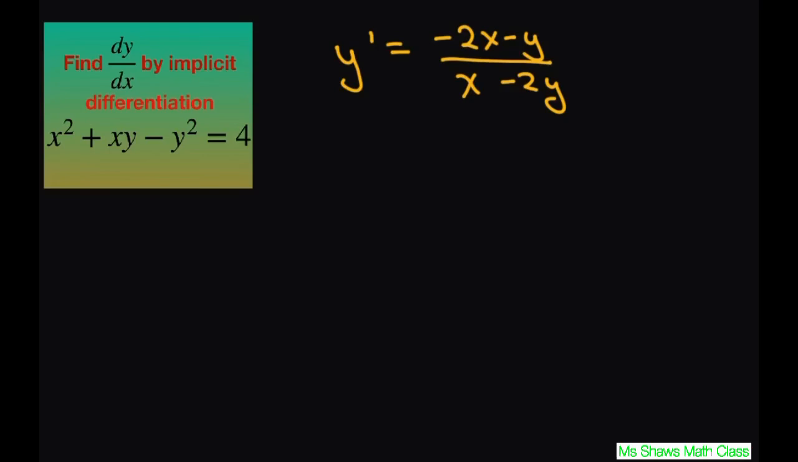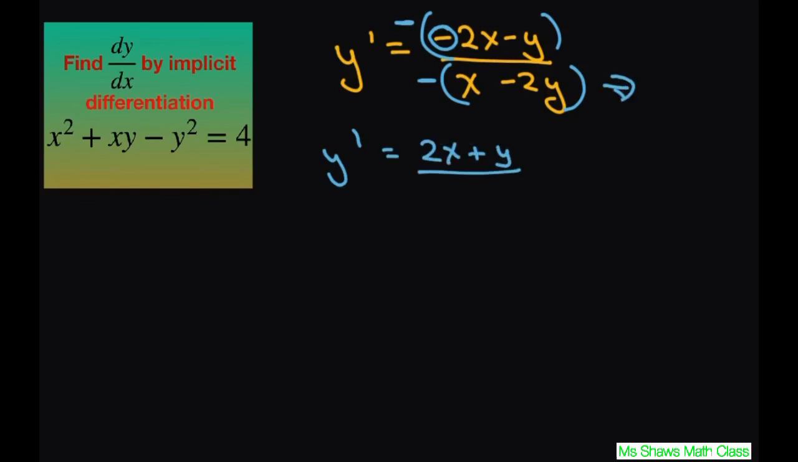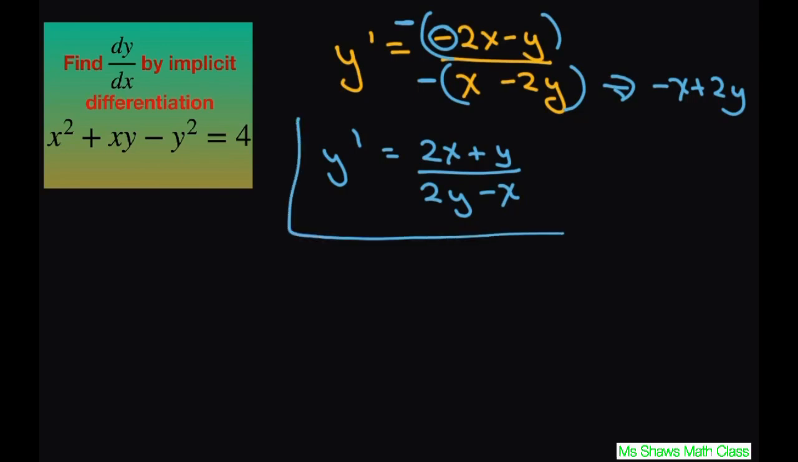Now, if we want to negate everything, because we don't like this lead to be negative, just know you can do this. You don't have to, but just negate both sides. So y prime is going to give you 2x plus y. This is going to give you negative x plus 2y, so I'm going to write that as 2y minus x. So that does look kind of nice that way. So I'm going to leave my answer that way.